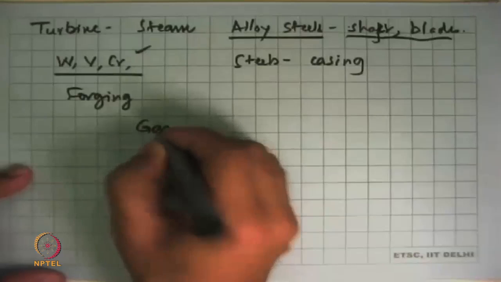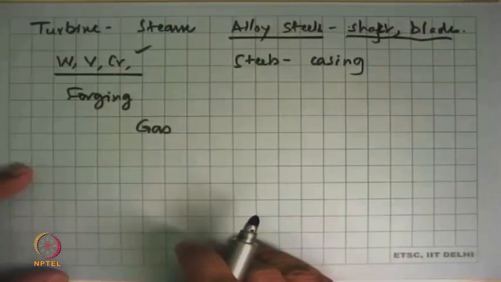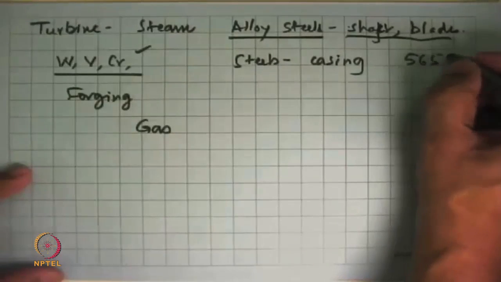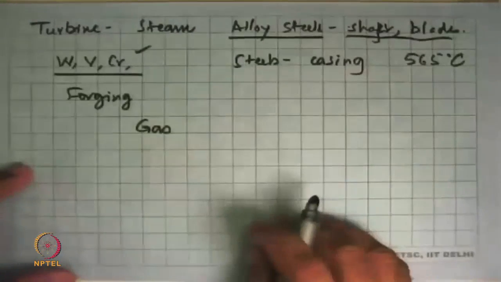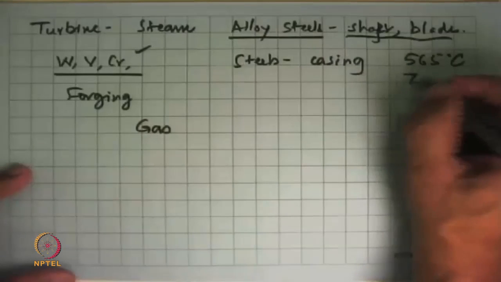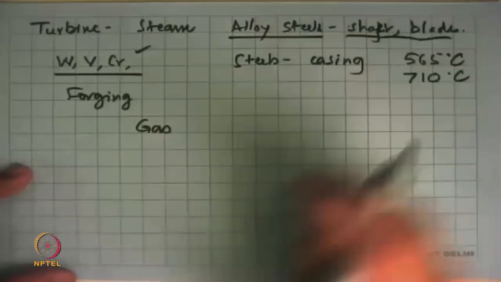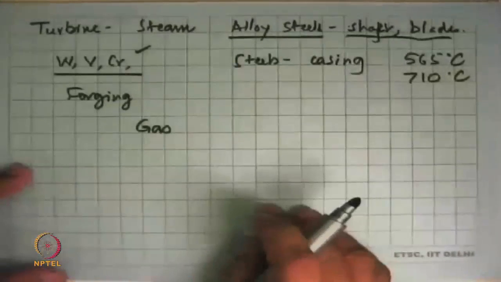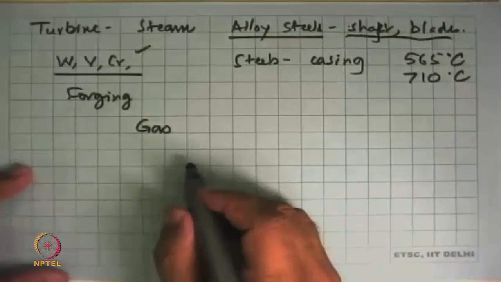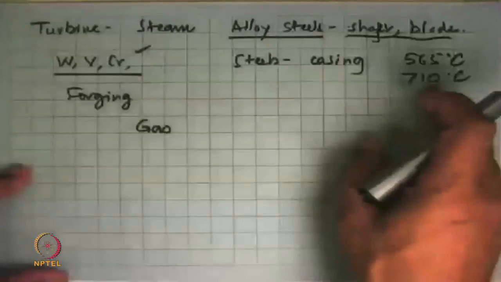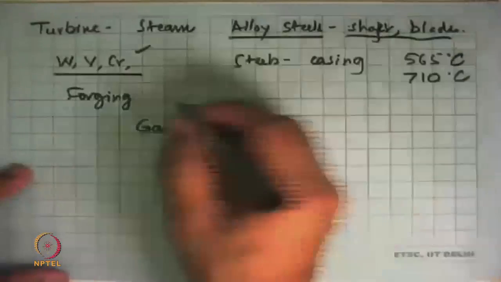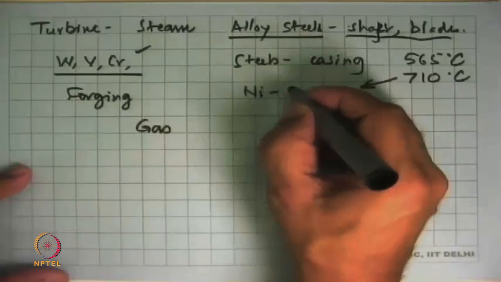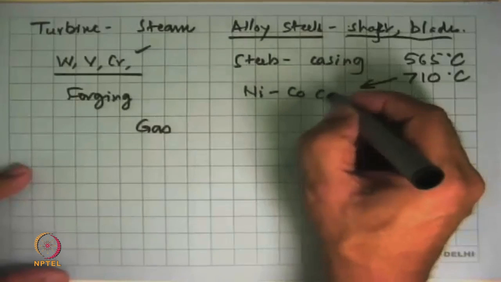Gas turbines, the temperatures at which they operate are much higher. So this temperature we are saying is limited to 565 degrees Celsius, the highest anywhere. And I mentioned that there are efforts to design it for a temperature of 710 degrees Celsius. So what happens here is steels are of no use. They do not maintain their strength at these elevated temperatures, and so the materials that are used here are various types of nickel-based alloys, nickel and cobalt alloys.